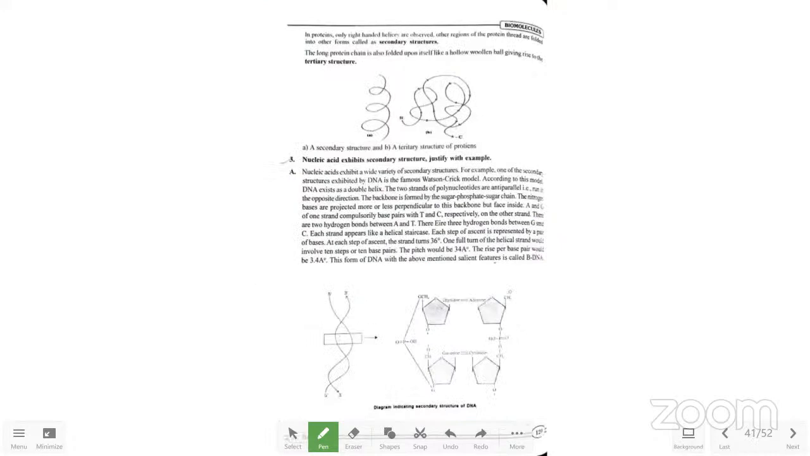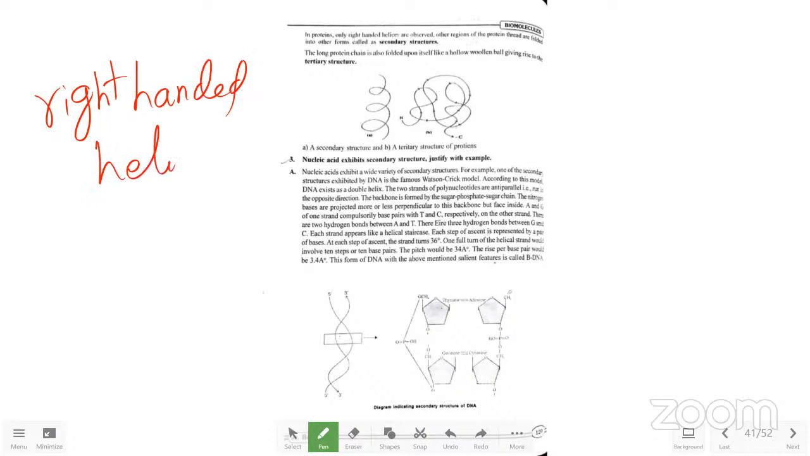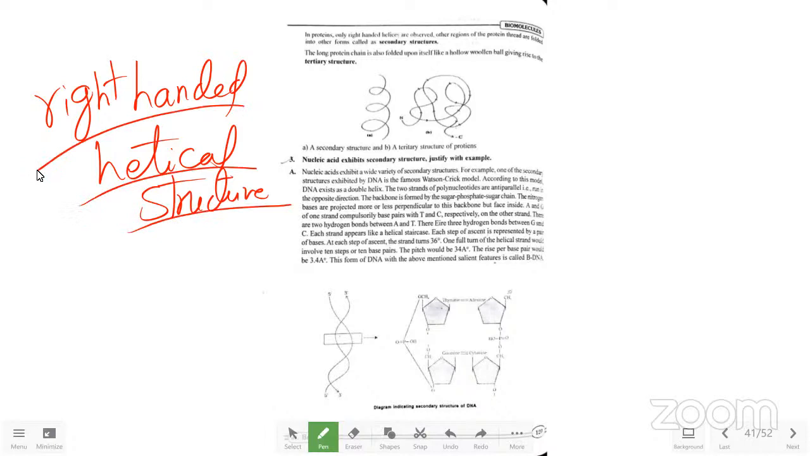Always these proteins have right-handed helical structures, just like the DNA. Proteins are present as a thread-like structure, which is folded. That is called the secondary structure.